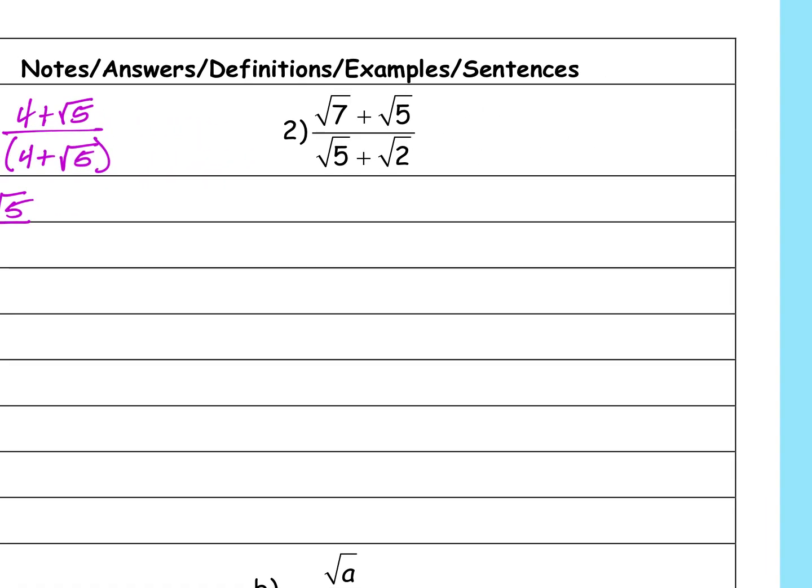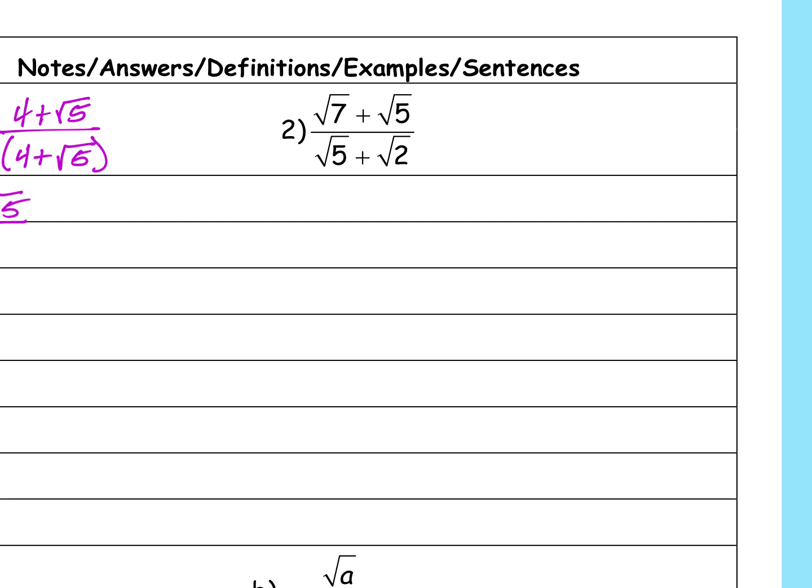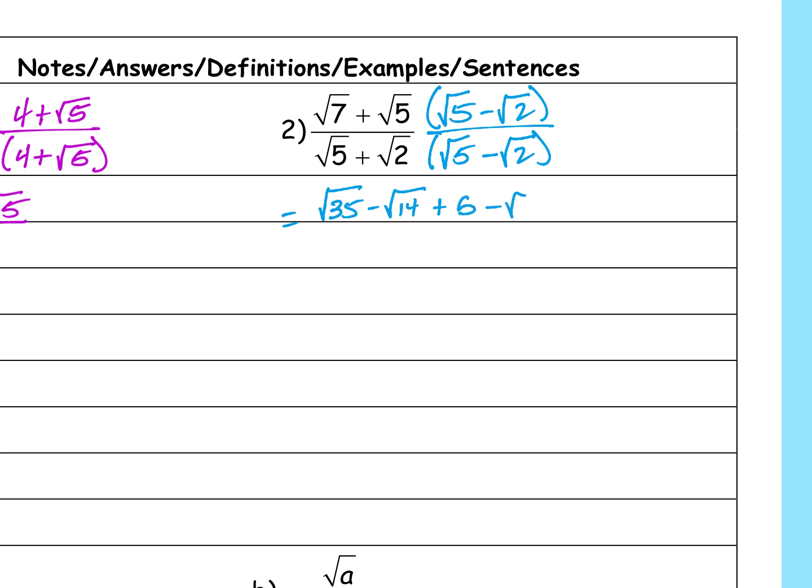Okay, so I'm going to multiply. I'm just going to change the sign in the middle, so it's going to be square root of 5 minus the square root of 2. And I'm going to multiply by the same thing, so I'm actually multiplying by 1. Then I'm going to do the top first. Square root of 7 times the square root of 5 is the square root of 35, and then minus the square root of 14 plus 5 minus the square root of 10.